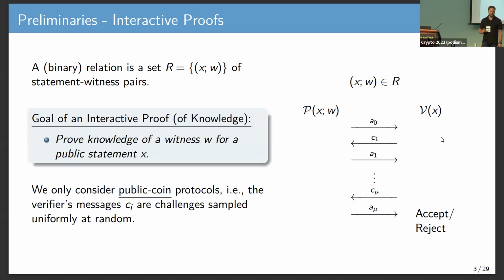And in this work, we only consider public coin protocols. That basically means that all of the messages going from the verifier to the prover are challenges, C1 up to C mu, which are sampled uniformly at random from some challenge set. And in every round, the challenge set can be different.